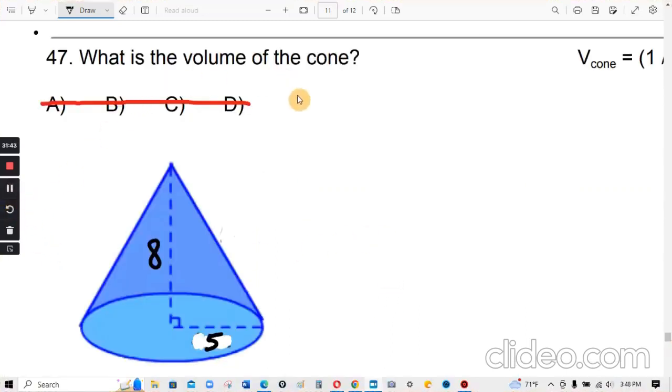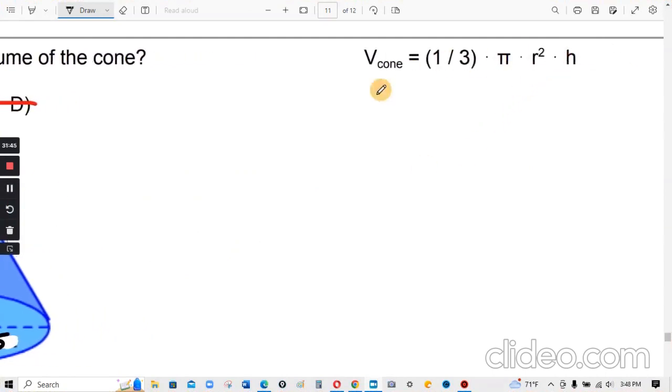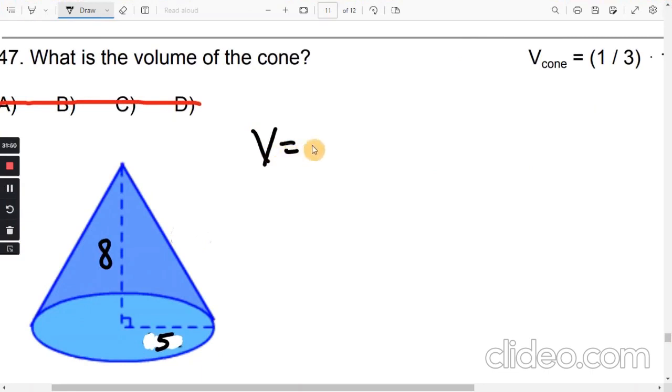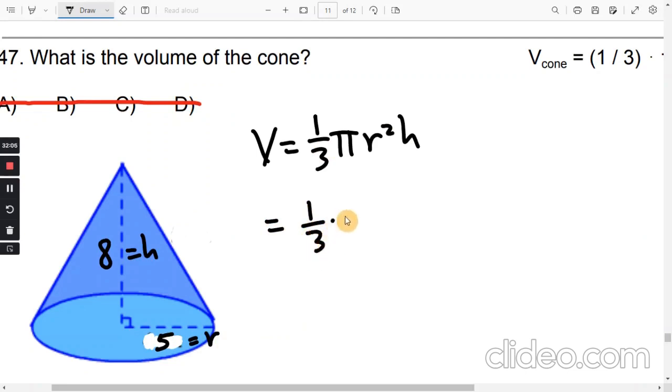All right, volume of the cone, 1/3 pi r squared h. Almost the same as a cylinder, except now it's 1/3 pi r squared h. All right, so this right here is clearly the height, h, and this right here is clearly the radius, r. So that's going to be 1/3 times pi times r squared, so that's 5 squared, times the height, h, which is 8.